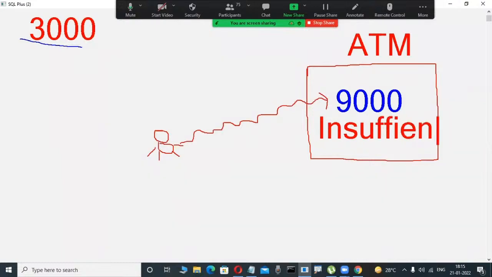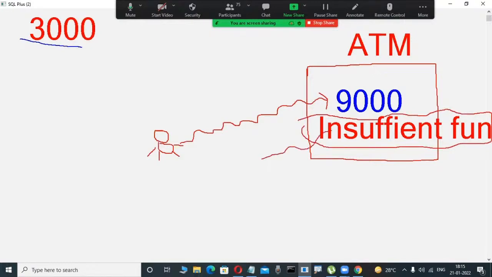Why? Because here your balance is low, 3,000, but you are trying to withdraw more than 3,000, that is 9,000, 8,000, 7,000 like that. How is it possible? In that case, only the insufficient funds message will be displayed. But how is this message possible? Does the ATM center know this?